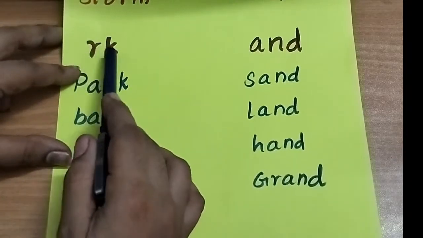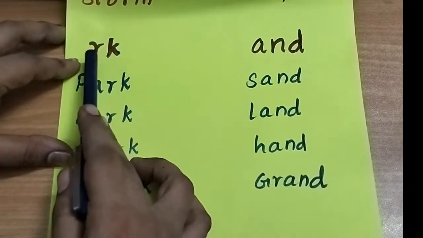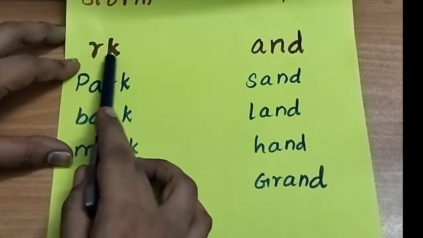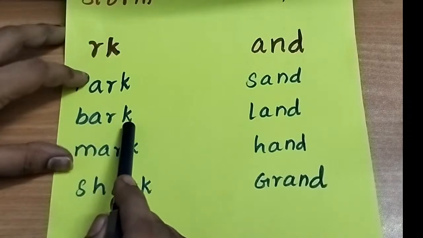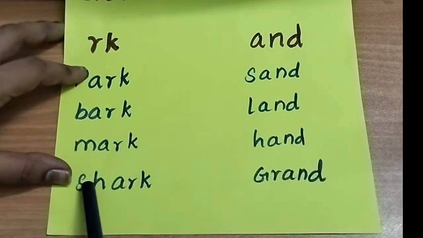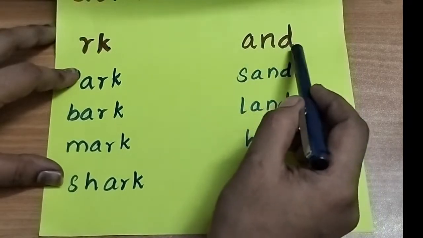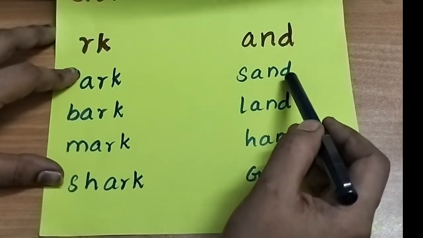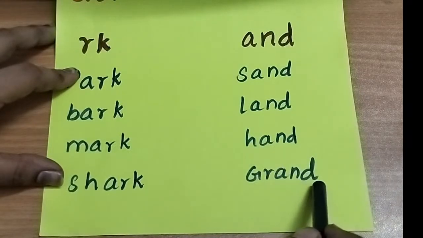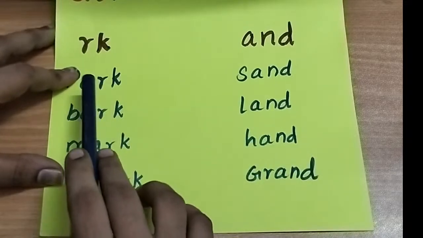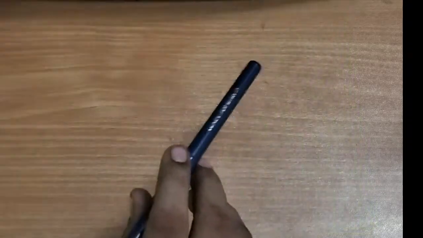If you have RK at the end of a word, you have to pronounce the sound as R. Okay. You have to join these two sounds. Park, bark, mark, shark. Next, in case of ND, and. Sand, land, hand, grand. So these are the set of words for RK consonant blend and other blends.